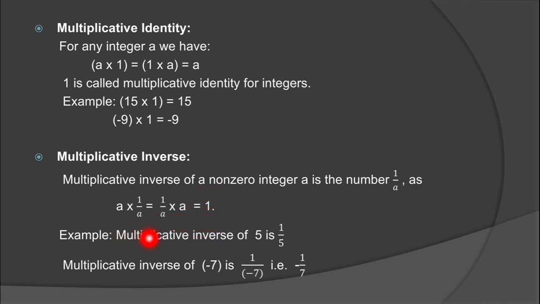For example, the multiplicative inverse of 5 is 1 upon 5, because when 5 is multiplied by 1 upon 5, it gives the result of 1. Or the multiplicative inverse of minus 7 is minus 1 upon 7, because when minus 7 is multiplied by minus 1 upon 7, it again gives the result of 1. Hence, 1 upon the given integer is called the multiplicative inverse of that integer.